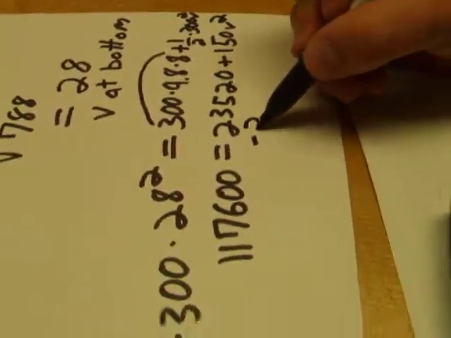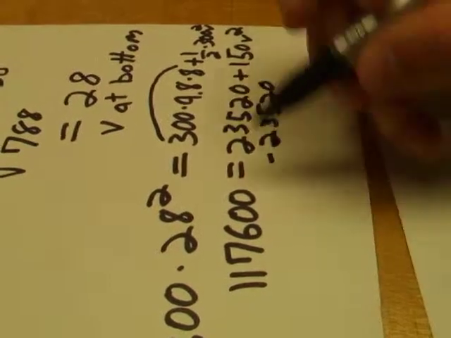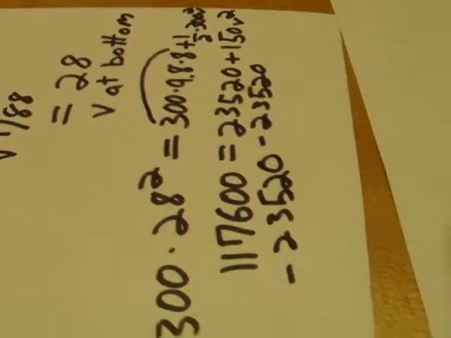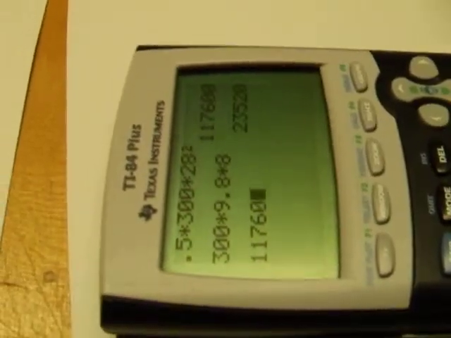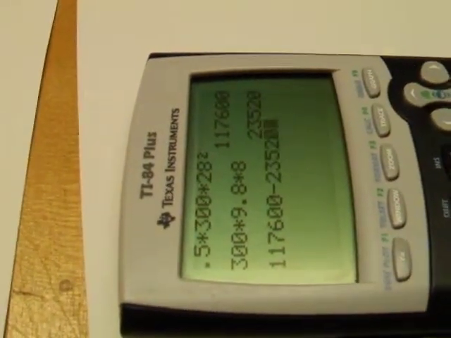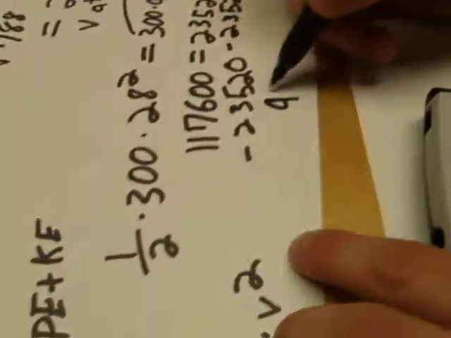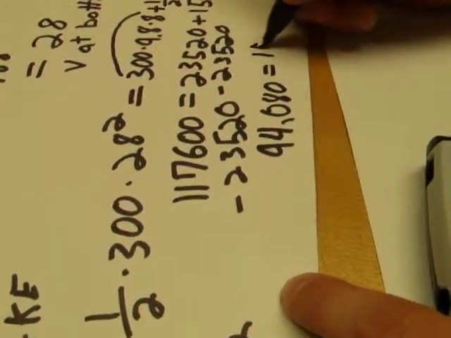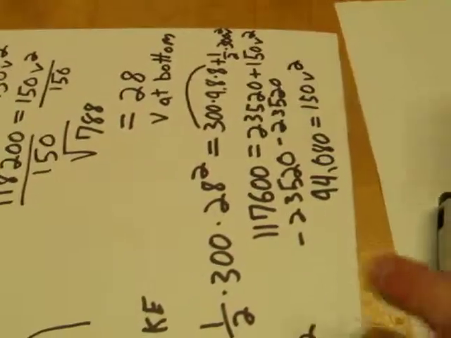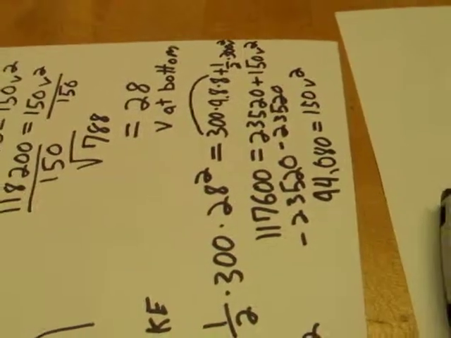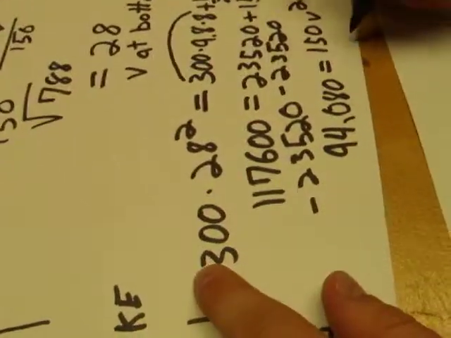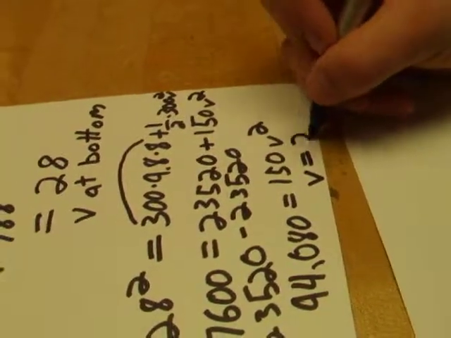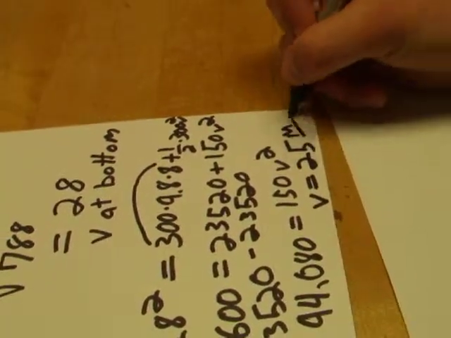Now we'll subtract this. 94,080 equals 150 v squared. Divide by 150, and then take the square root of it. Velocity at the top of the next hill is 25 meters per second.